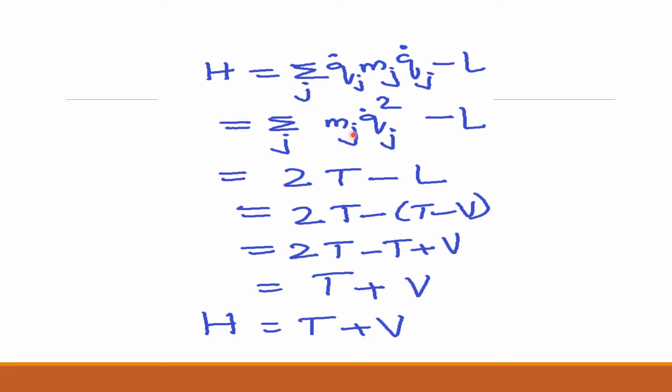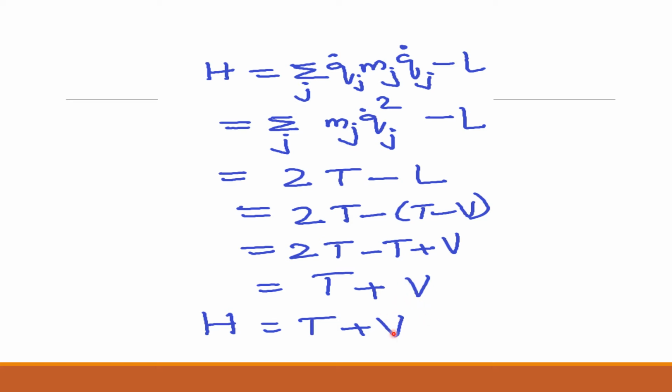What is this mv square? It is twice the kinetic energy, because kinetic energy is half mj Qj dot square. So mj Qj dot square is 2T. So 2T minus L. Now substitute for L. L is T minus V. The Lagrange function L is T minus V. Simplify: 2T minus T plus V. So one of the T cancels. So T plus V. The Hamiltonian of a system is defined as H is equal to T plus V.